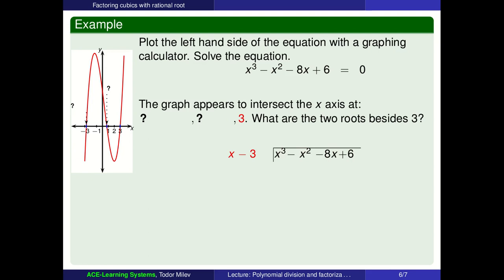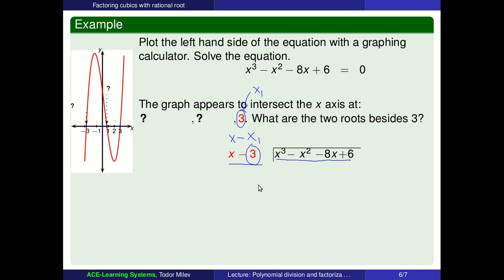So we guessed that 3 is a root. If 3 is a root of a polynomial, that means that that polynomial is divisible by x minus the root, right? So if 3 is the root x1, then we're guaranteed that x cubed minus x squared minus 8x plus 6 will be divisible by x minus x1, by x minus 3. So if our guess here is correct, we're guaranteed that the original polynomial will be divisible by x minus 3.